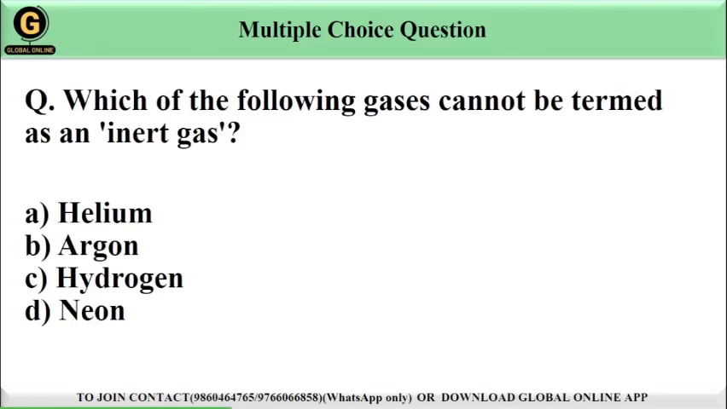The correct answer will be hydrogen because it is a reactive gas and not inert, as it readily combines with other elements to form compounds. In contrast, helium, argon and neon are inert gases because they do not readily react with other elements due to their stable electronic configurations. So the correct answer is option C, hydrogen. Let's move to the next question.